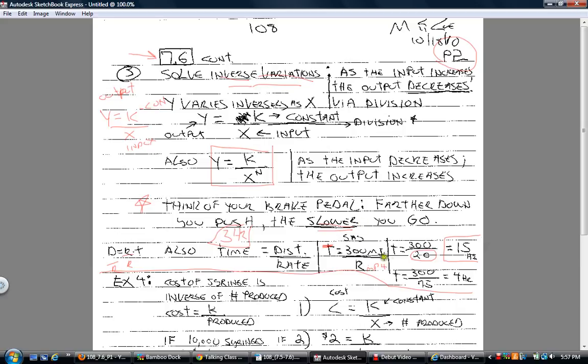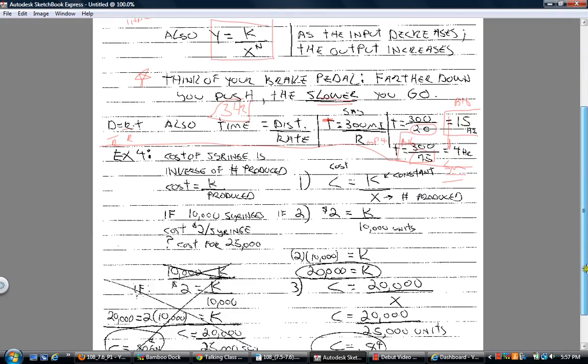Okay, so there's 20 miles per hour, and now you're going to increase your speed from 20 to 75. You're going big. What happens to your time? You go from 15 hours, from big to small. Hopefully everybody sees that inverse. As the input gets bigger, the output gets smaller, and vice versa. With that said, these problems have 2 cycles to them.